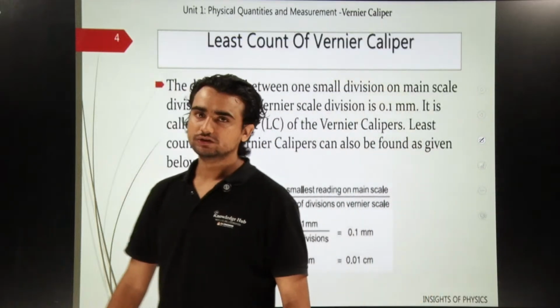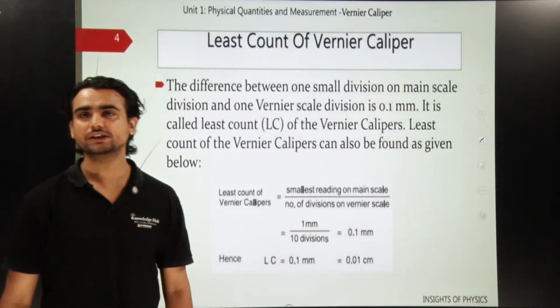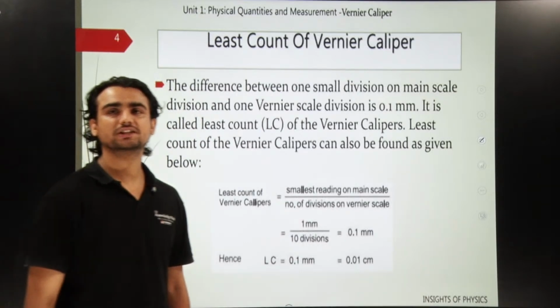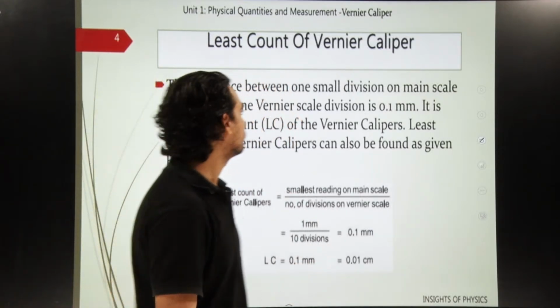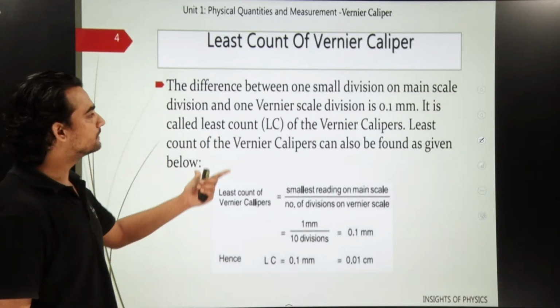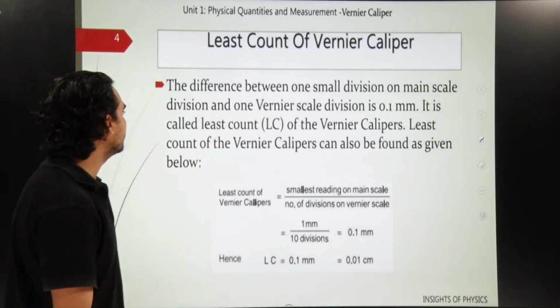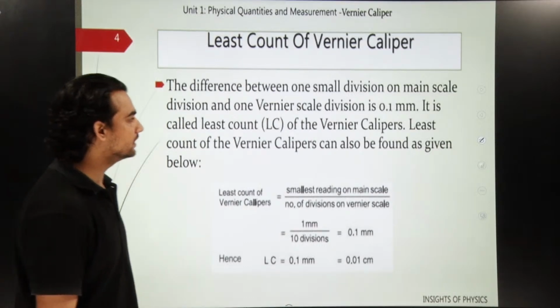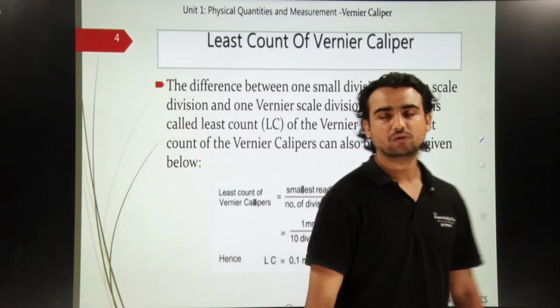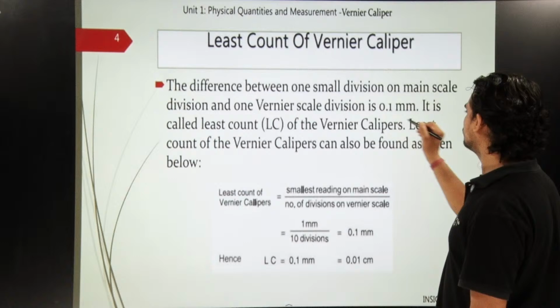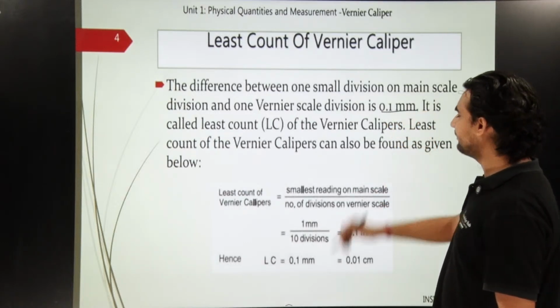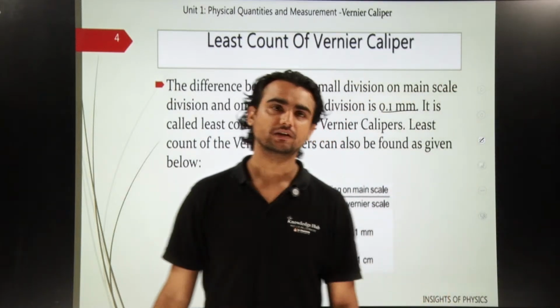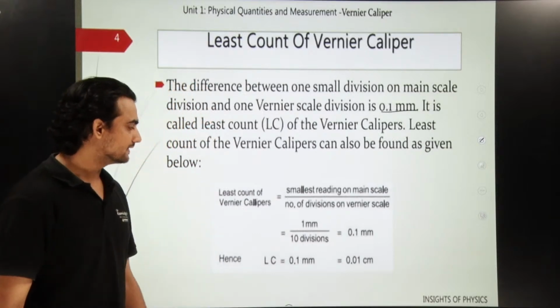Let's move on. Now let's talk about some terms which are used for the vernier scale. First is least count. Let's understand what a least count is. The difference between one scale division on the main scale and one vernier scale division is 0.1 mm. It is called least count. It is not hard and fast, but usually it is 0.1 mm. Let's understand what this is.